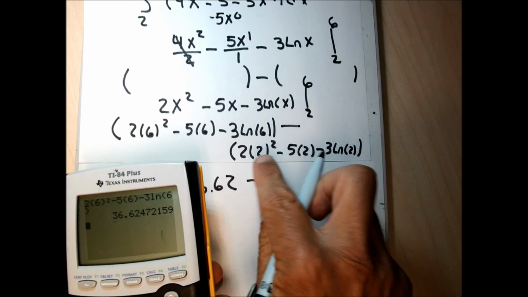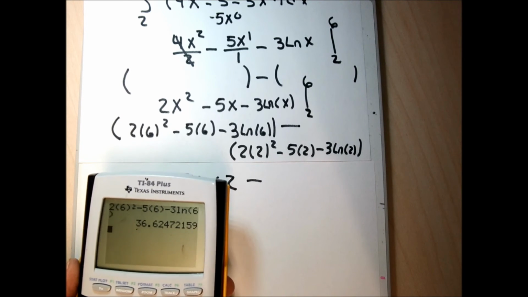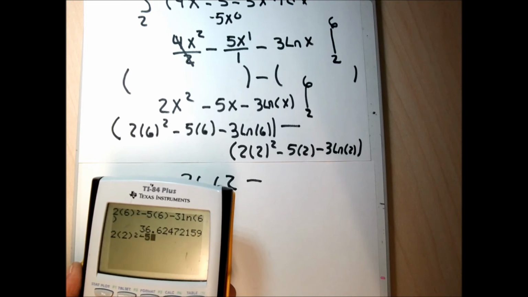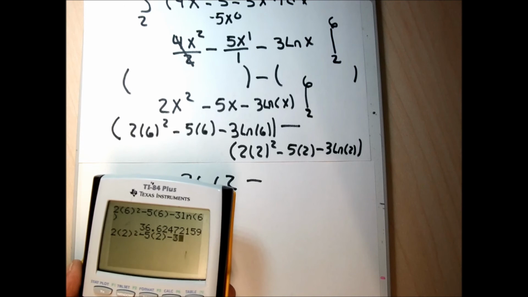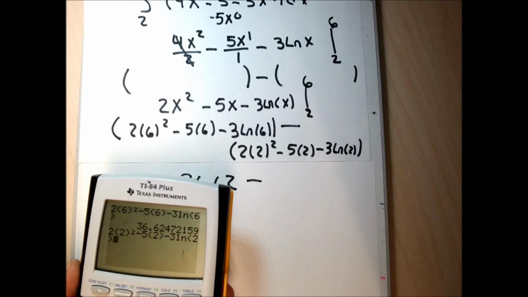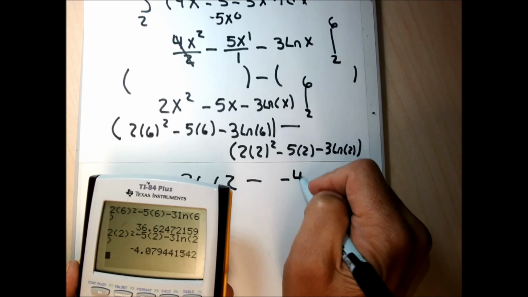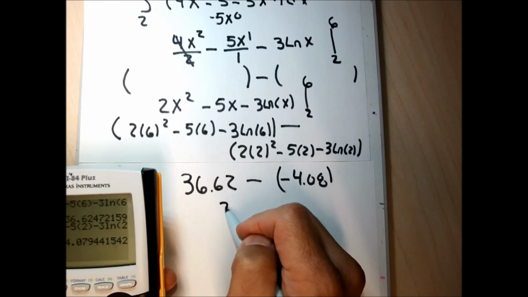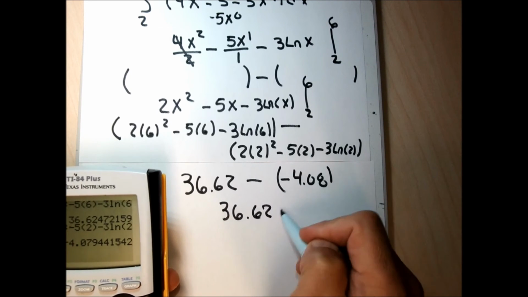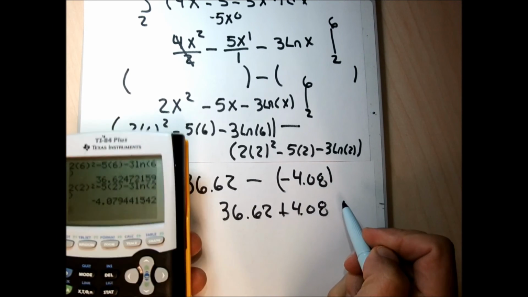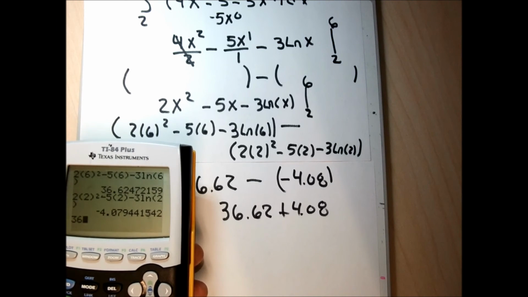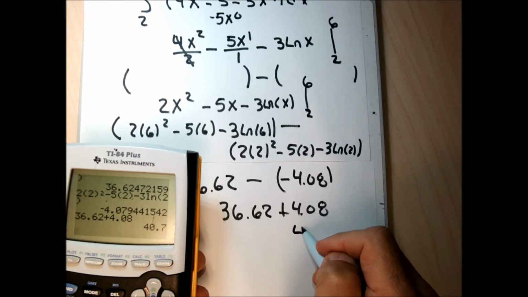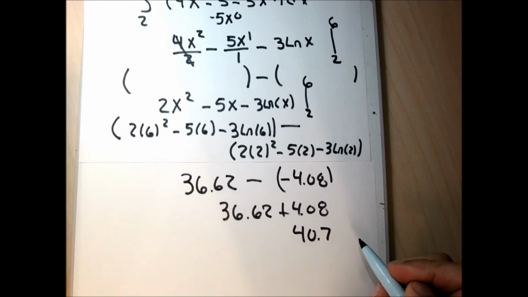Bring down my minus sign, make this into a number. So 2 parentheses 2 squared minus 5 parentheses 2 minus 3 natural log of 2. That one comes out to minus 4.08. I have a double negative there that I'm going to turn to plus. So this is 36.62 plus 4.08. I'm going to do this on my calculator now. 36.62 plus 4.08. I get 40.7 for my answer to part 26b.